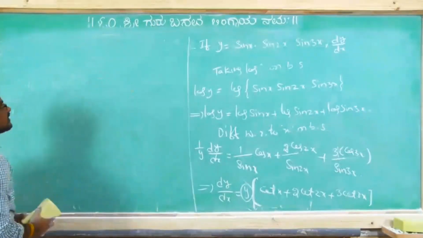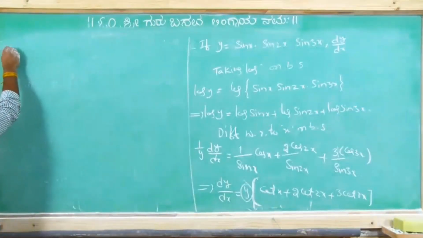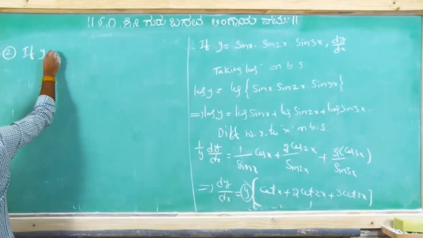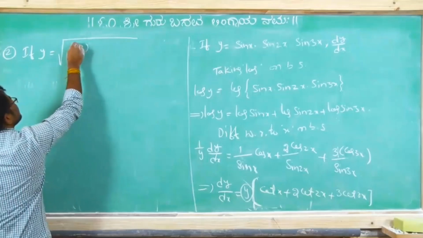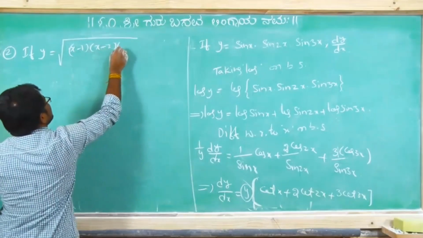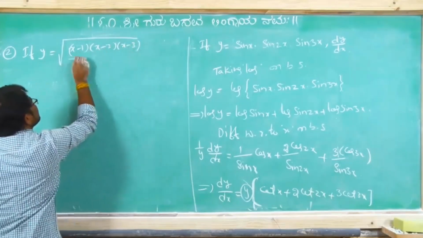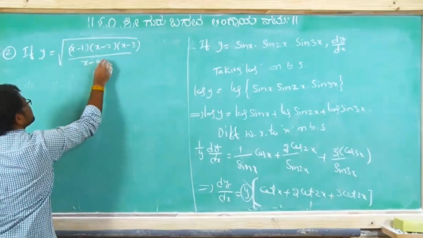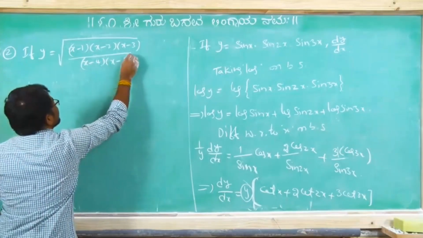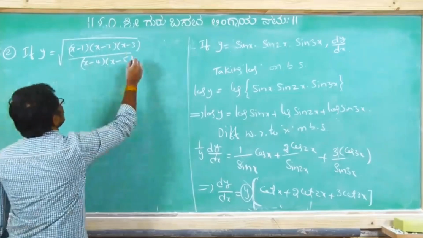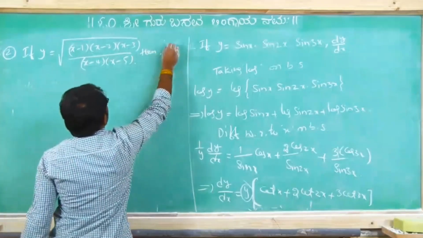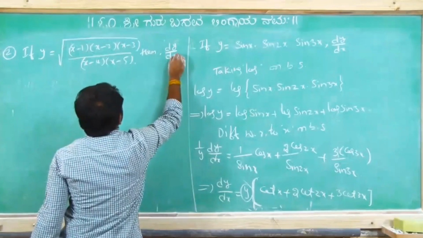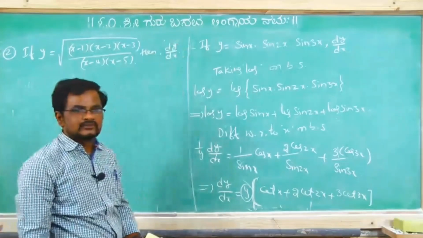By using this knowledge, you find out this one. If y equal to, suppose they give, root of x minus 1, x minus 2, x minus 3, divided by x minus 4 into x minus 5, then find dy by dx. This is our answer.